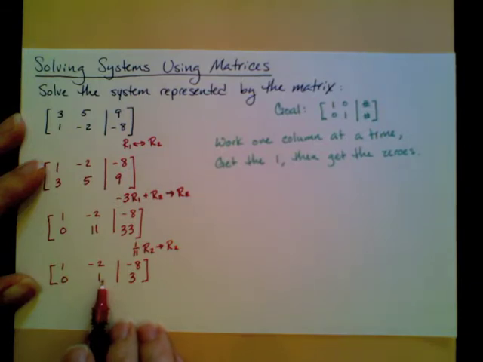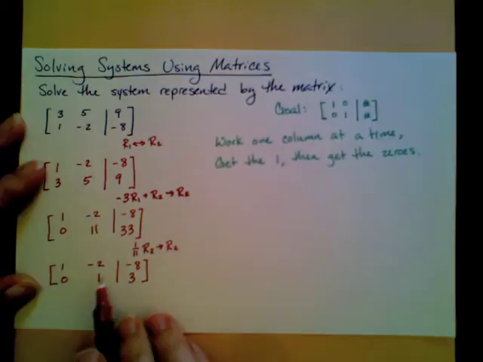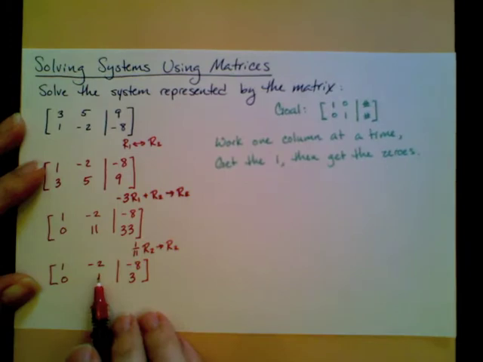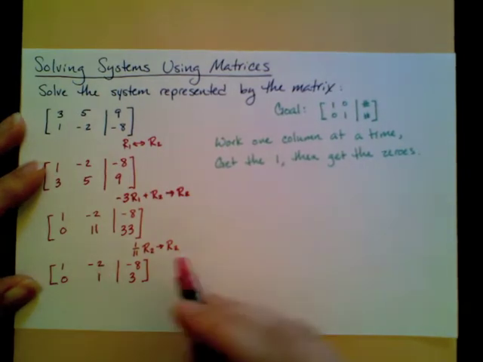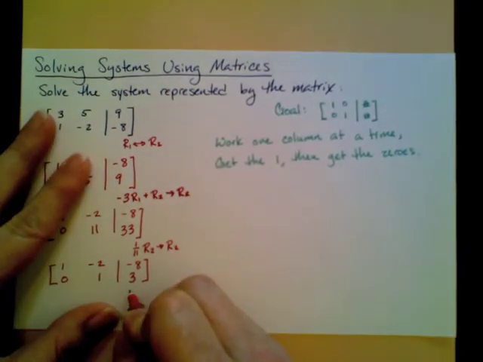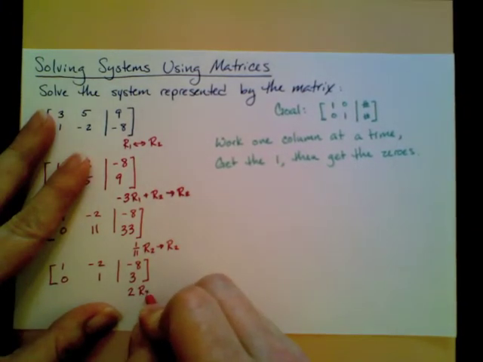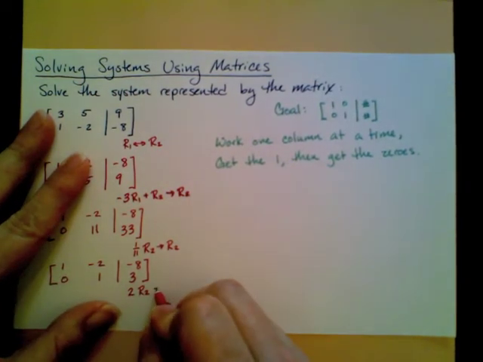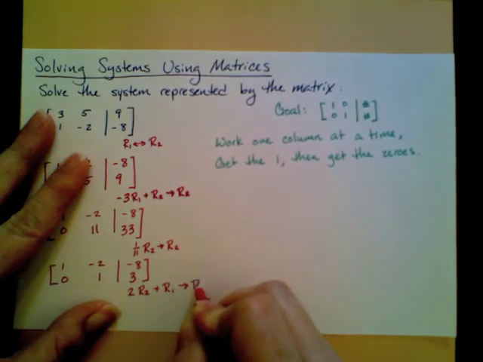Now the only thing left to do to get it to look just like my goal is to change this negative 2 into a 0. So the way that I need to do that is by adding the opposite. The opposite of a negative 2 is a positive 2. So we're going to take a positive 2 times row 2. Notice that my 1 is in row 2. Then I'm going to add that to row 1, and we'll store that in row 1.